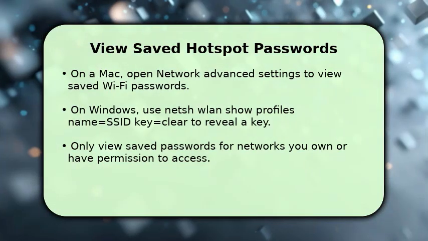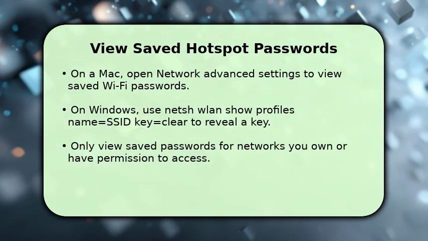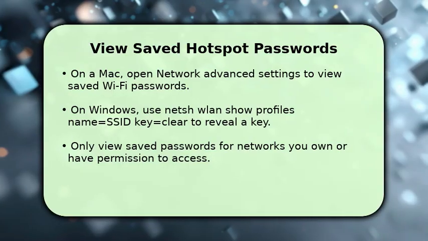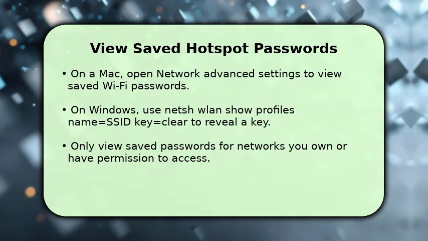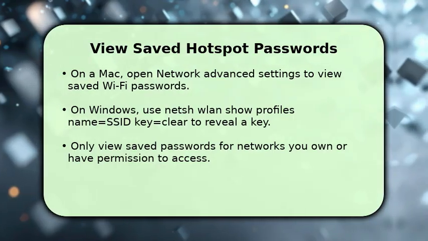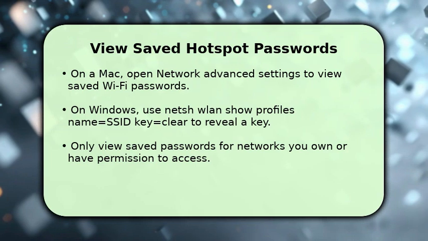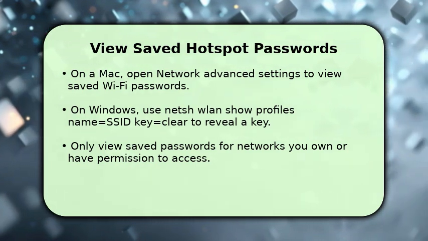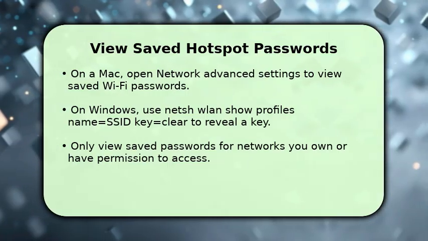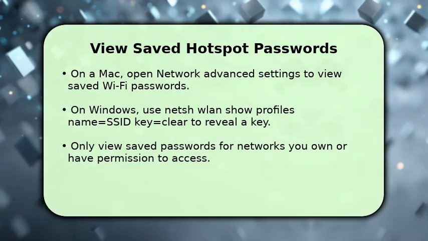On a Mac, open System Settings and choose Network, then Wi-Fi, and click Advanced. Select a saved network, check Show Password, and authenticate with your admin password. On Windows, open an elevated command prompt and run netsh wlan show profiles name=SSID key=clear to display the key content for your profile.